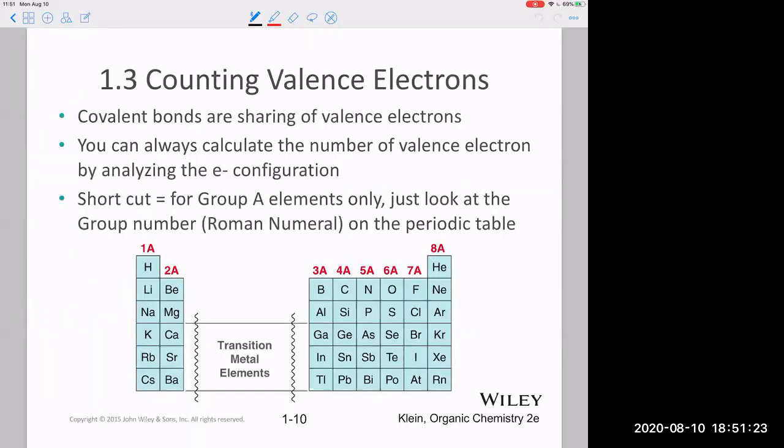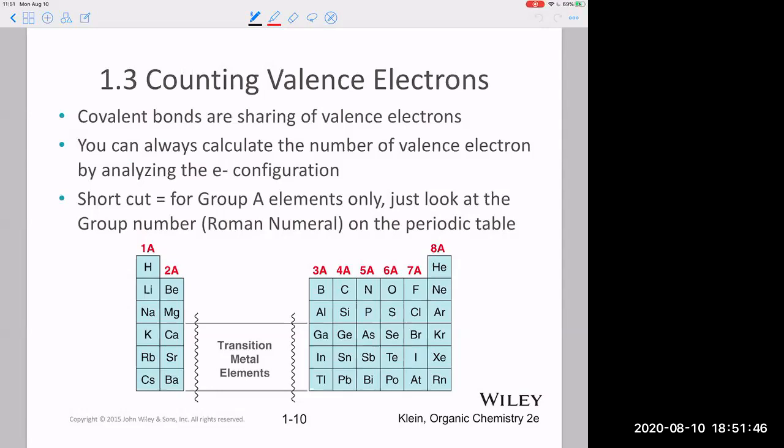We'll talk about why bonds form in 1 second. The most important thing that we've got to do first is figure out how to count valence electrons, okay? So let's remember what valence electrons are. Those are the highest energy electrons in an atom. We call that like the outer shell. And they are the electrons that participate in covalent bonding, okay?